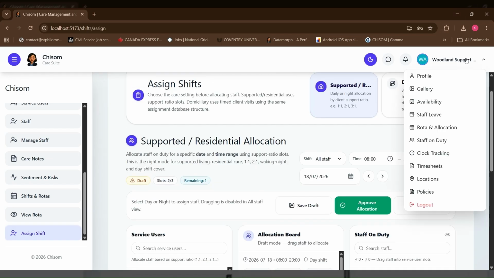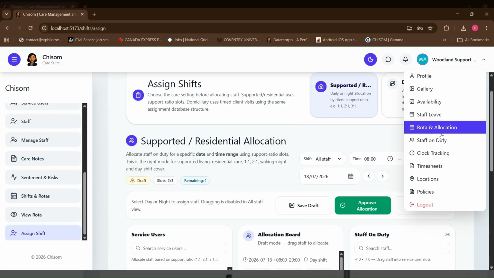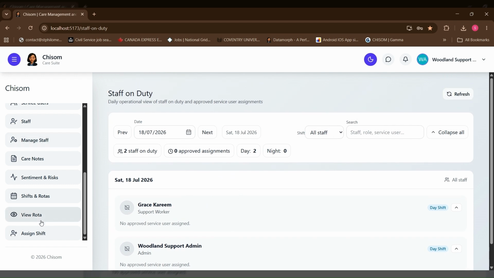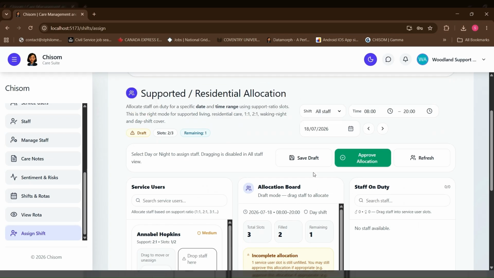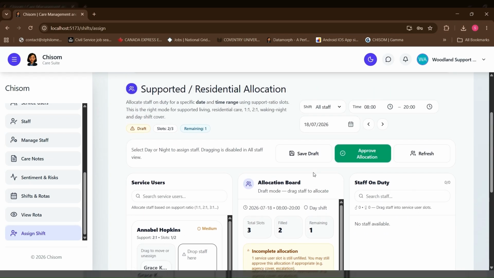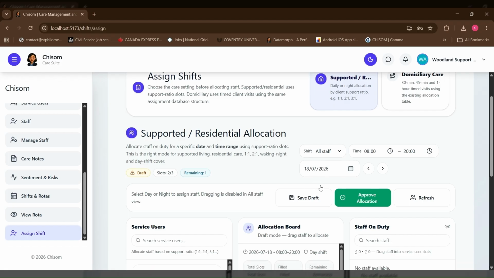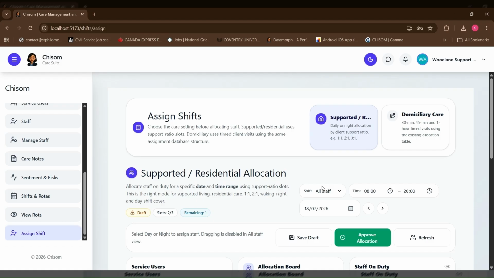If I come over here now and look at staff on duty, from here you'll be able to see the different staff on duty. It shows like Greece, Woodland. So this is a very detailed system. This one is actually very innovative because it helps the admin to know the staff on the ground and the required support needed, and match them together with so much insight, without guessing and without too much fragmentation.